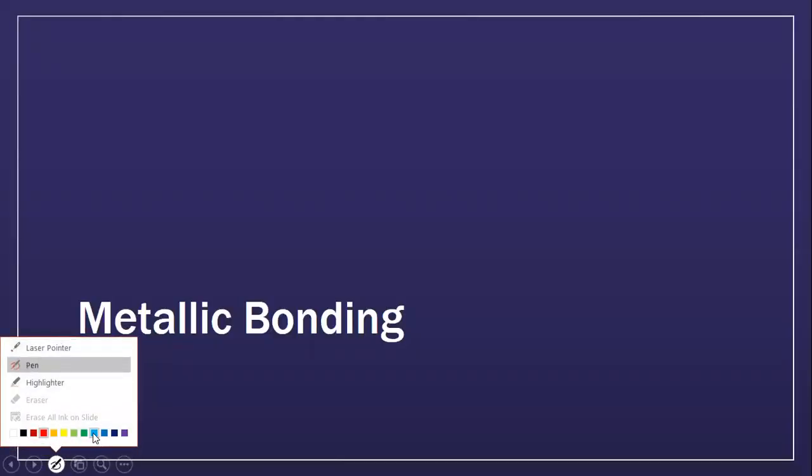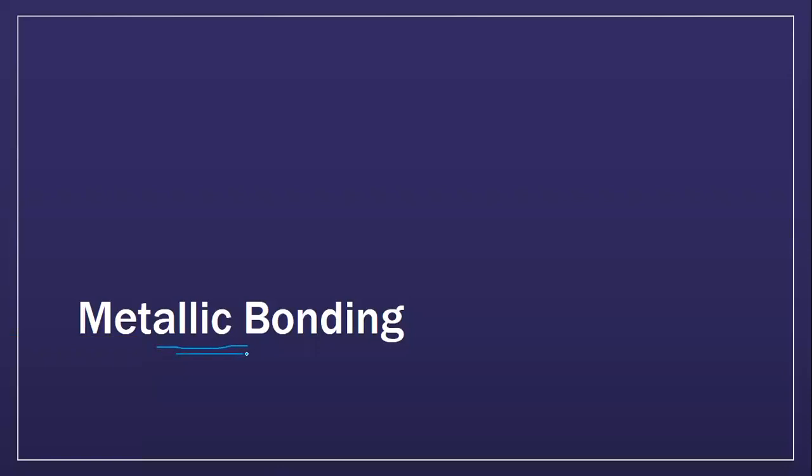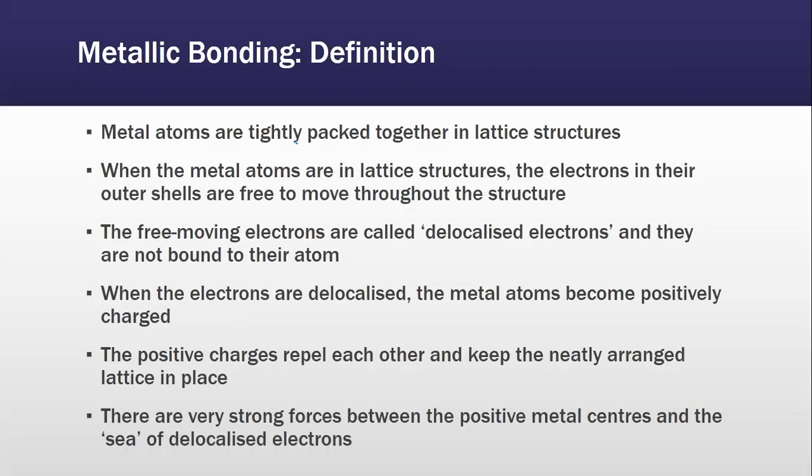Moving on to metallic bonding. Metallic bonding क्या होती है? We have a sea of electrons surrounding a group of positively charged electrons. Metal atoms are tightly packed together in lattice structures.